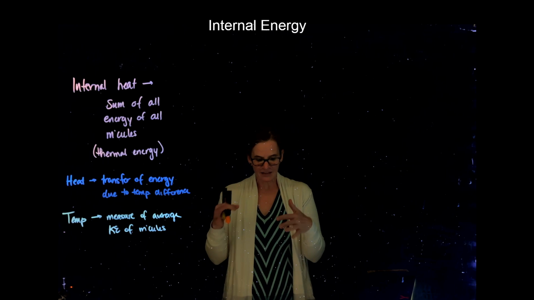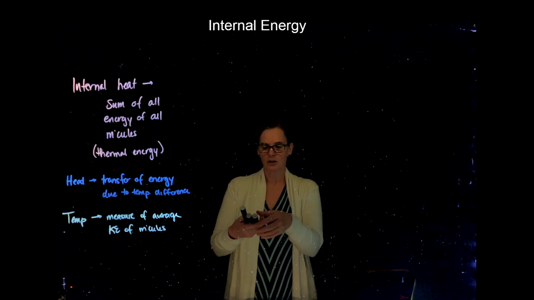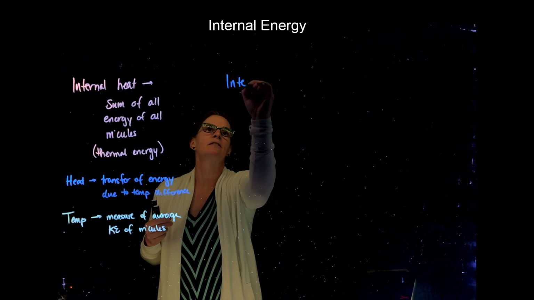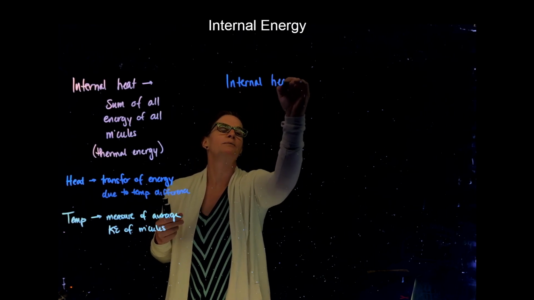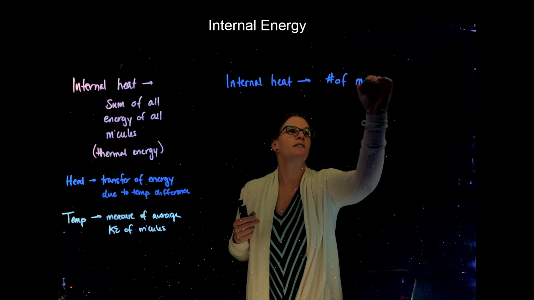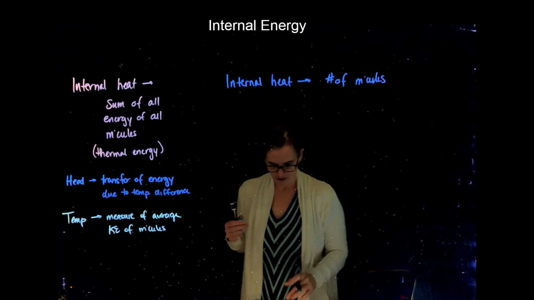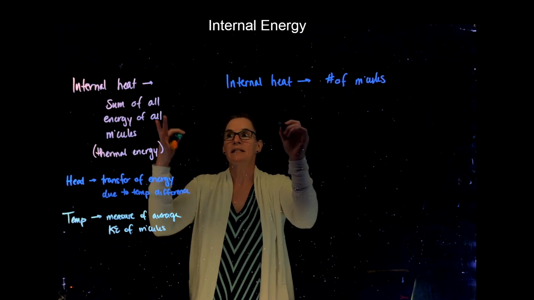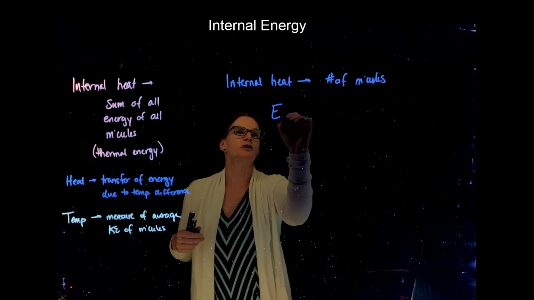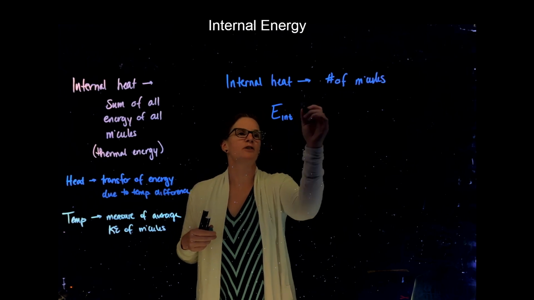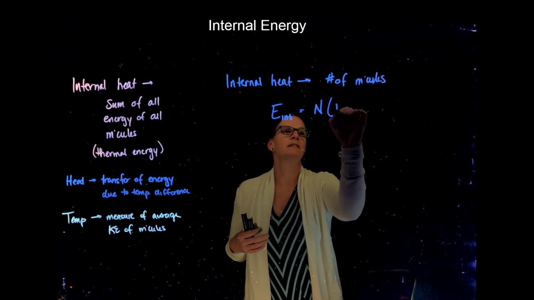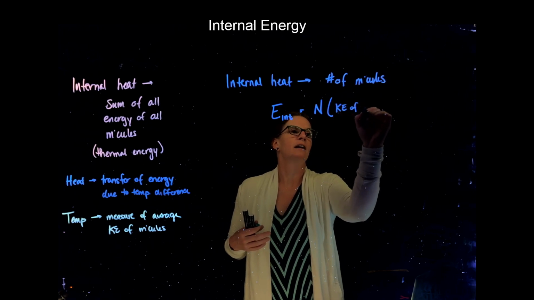So little slight difference of these three items. Okay, so to get the total energy, then, we need to know the total number of molecules. So to get the internal heat, what do we need to know? Well, we need to know the number of molecules that are in our substance. Since it's the energy of all, and this energy is in kinetic energy, our internal energy, E internal, is equal to the number of molecules times the kinetic energy of a molecule.